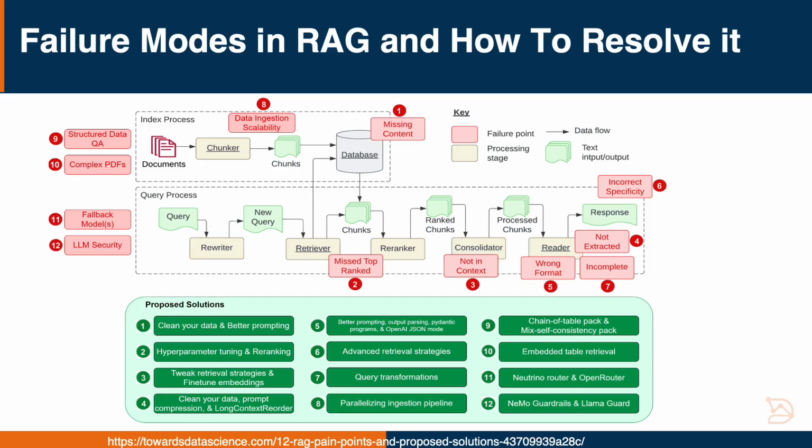Now, when you are talking about the missed top ranks, it's like when you have a lot of data, and even though your retriever has done a great job to give you the right document, because it retrieved about 100 chunks, and all these 100 chunks cannot go into your LLM, you end up taking only the first 20.